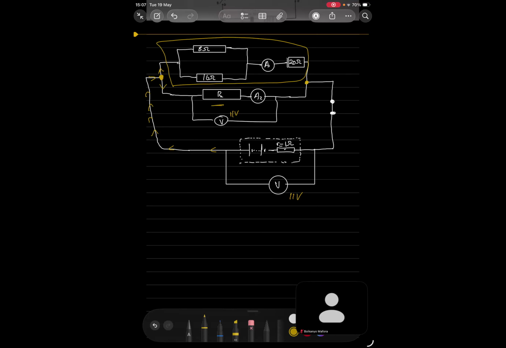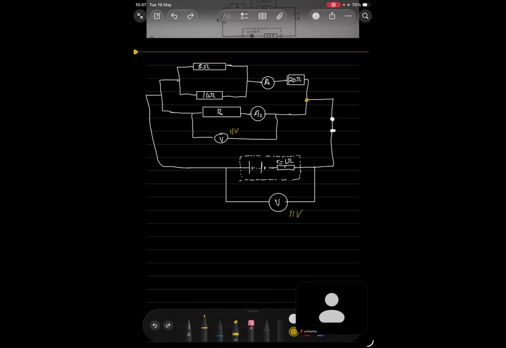Guys, do you understand what I'm trying to say here? So that's how you identify your parallel resistance. So now you have to know that the total voltage R and that top part, they are parallel to each other.